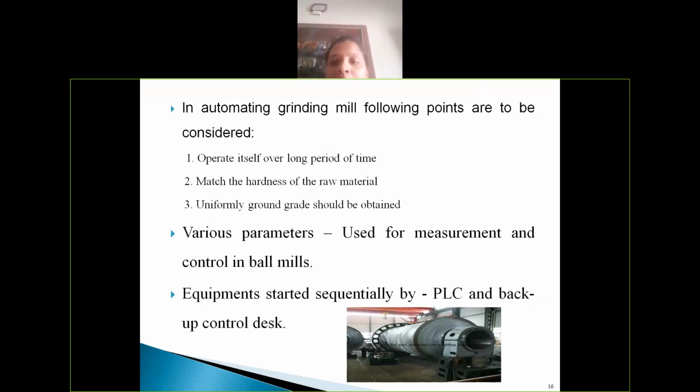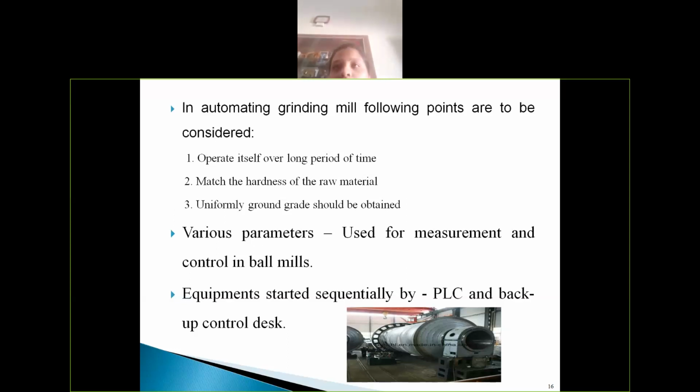For automating the grinding mill, some points have to be considered. The grinding process should operate by itself over a very long period of time, the material level within the grinding mill should match the hardness, and material of uniform ground grade should be obtained. Various process parameters are monitored here, such as fresh feed rate, coarse return bucket elevator loading, mill inlet and outlet pressure, mill levels, etc.